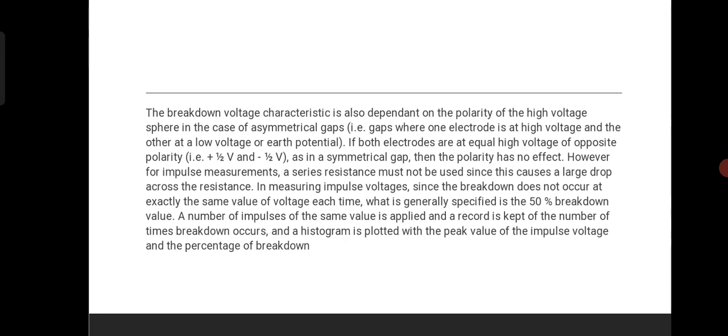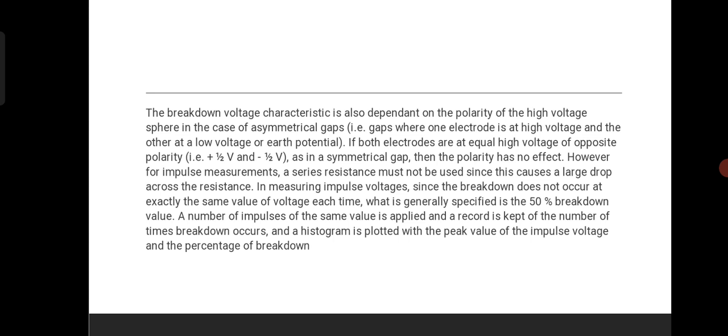The breakdown voltage characteristic is also dependent on the polarity of the high voltage sphere. In the case of asymmetrical gaps, where one electrode is at high voltage and the other at low voltage with potential, polarity matters. If both electrodes are at equal high voltage or positive polarity as a symmetrical gap, then the polarity has no effect. However, for impulse measurements, a series resistance must not be used since this causes a large drop across the resistance.